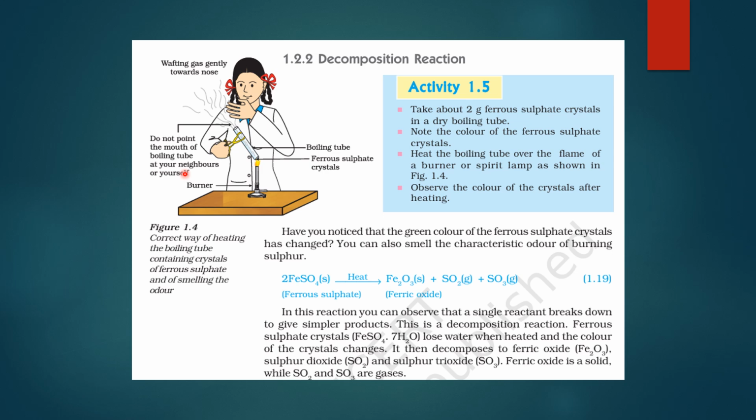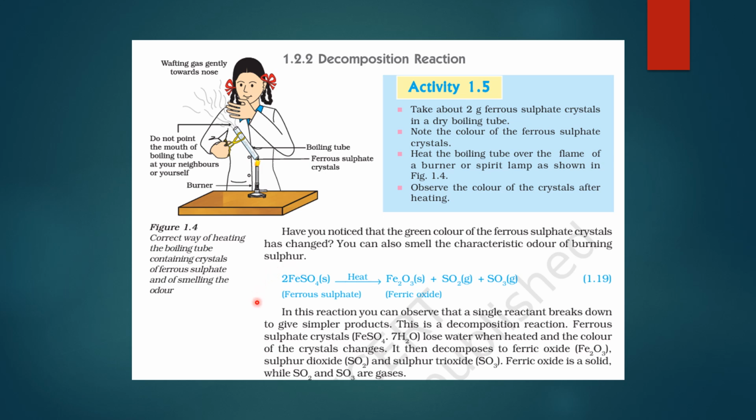Now we have to observe the color of the crystals after heating. Initially we had a green color, and we have to check whether there is any change in color. So, have you noticed the green color of the ferrous sulfate crystals changing? That we have to check. We can also smell the characteristic odor of burning sulfur coming through the tube.